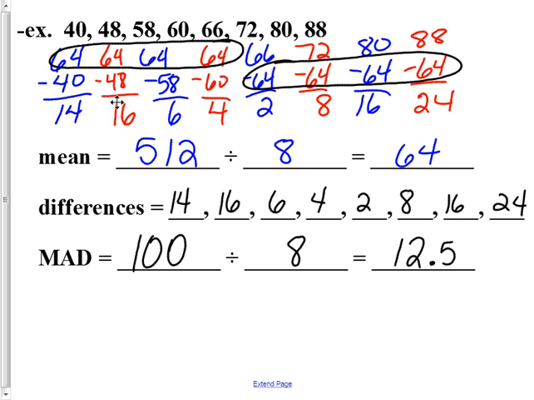What that really means is, on average, each piece of data is about 12 and a half away from the mean. Some of them are closer, some of them are further away. For example, our mean is 64. 66 is really close to that. 88, however, is a good bit farther. On average, each piece of data is 12 and a half away from the mean of the data.